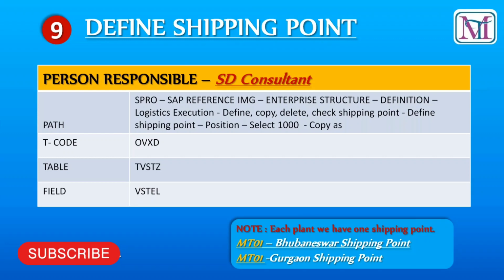For each plant we have one shipping point. So guys, we are having 2 manufacturing plants. One is Bhubaneswar manufacturing plant, so for Bhubaneswar manufacturing plant, we have to create 1 shipping point. For Gurgaon manufacturing plant, we have to create 1 shipping point. So moreover, we have to create 2 shipping points.